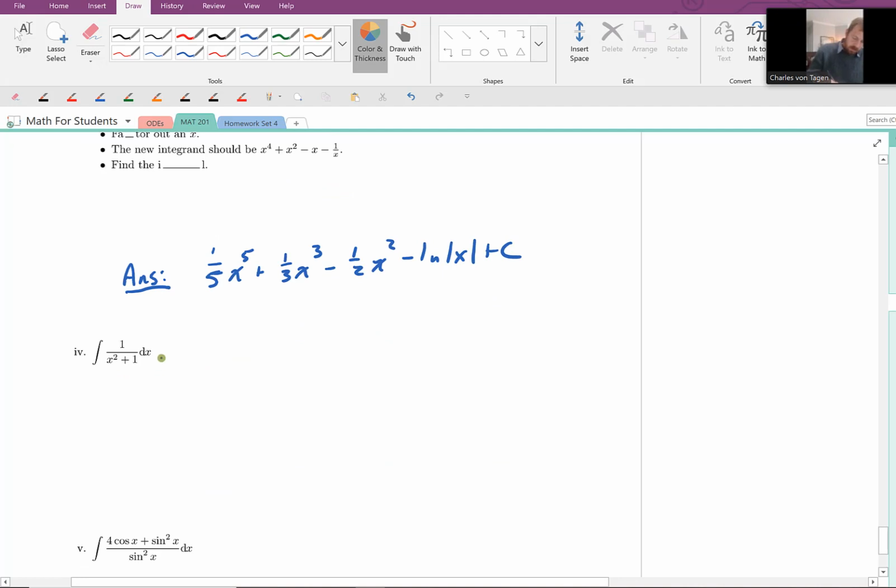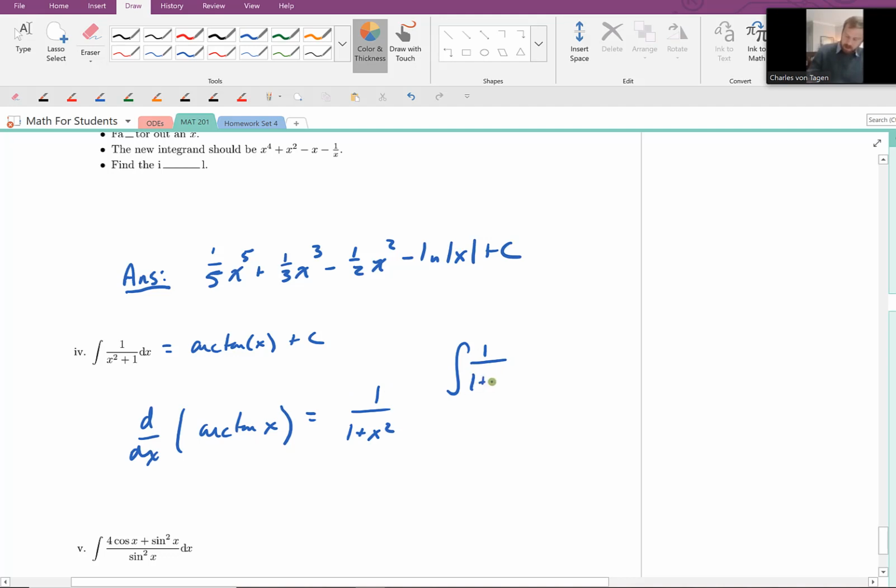For number 4, the antiderivative of this function would be the arctangent of x plus c. Why? Because what's the derivative of the arctangent of x? The derivative of the arctangent of x is 1 over 1 plus x squared. So that means that the antiderivative of 1 over 1 plus x squared dx is the arctan of x plus c.